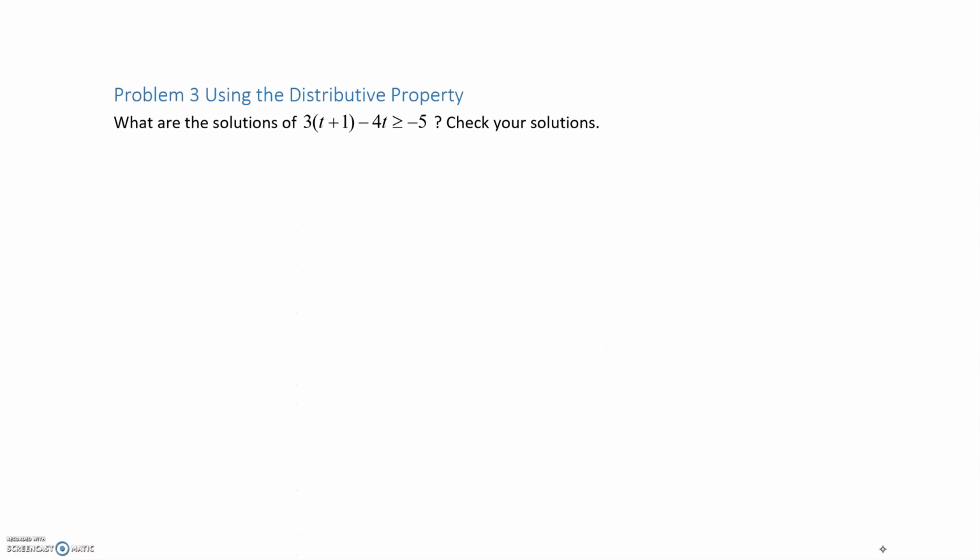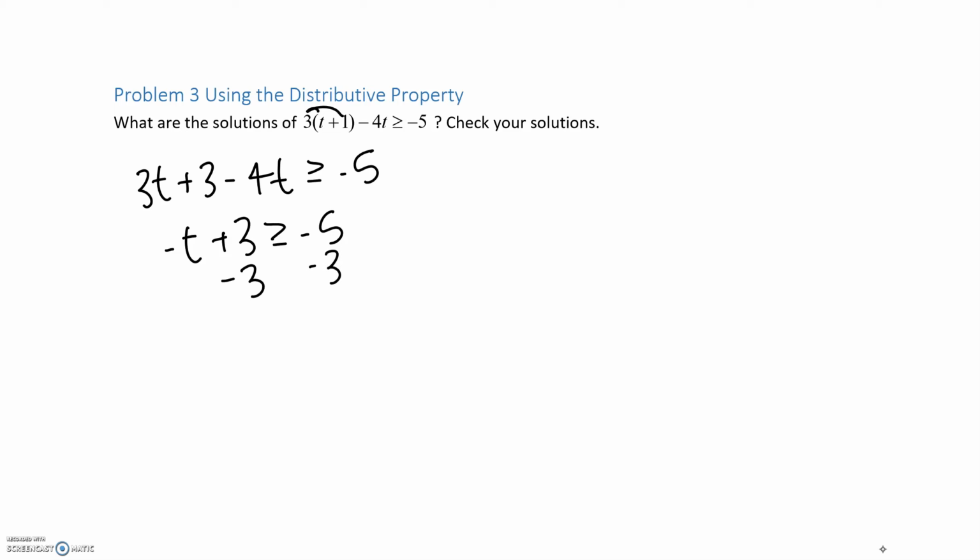On to the next one, we are going to use distributive property. So we're still solving the equation, we're just using distributive property. So we should distribute this 3 into that parentheses. That gives us 3t plus 3 minus 4t is greater than or equal to negative 5. When we have 3t minus 4t, that gives us negative t plus 3 is greater than or equal to negative 5. We are going to subtract this 3 from both sides, and that's going to give us negative t is greater than or equal to negative 8.